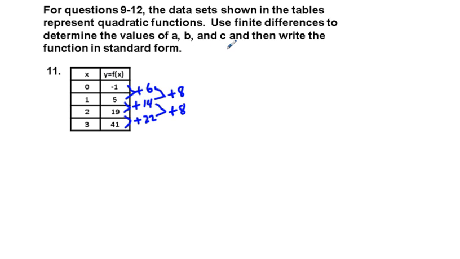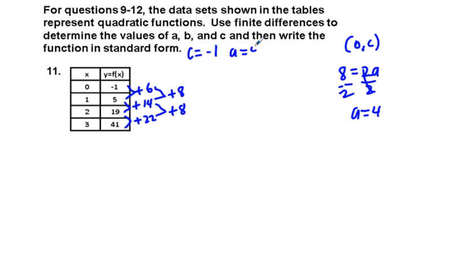And then we have the point 0, comma c, right, is going to be our y-intercept. So our c is going to be equal to negative 1. And then we have the second difference equals 2a. So 8 is equal to 2a. Divide by 2. And we have 8 divided by 2 is 4. So a is equal to 4. So I'm going to put a equals 4.